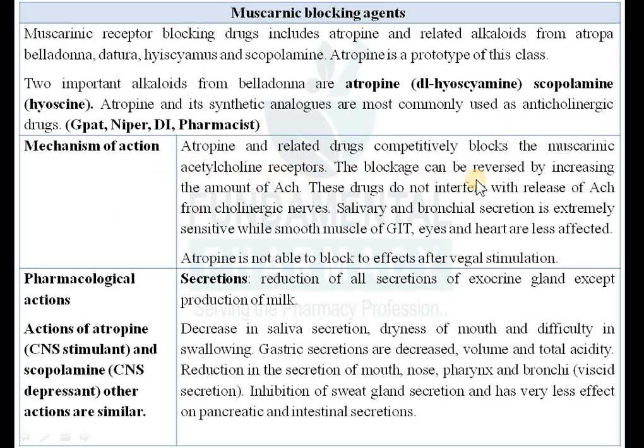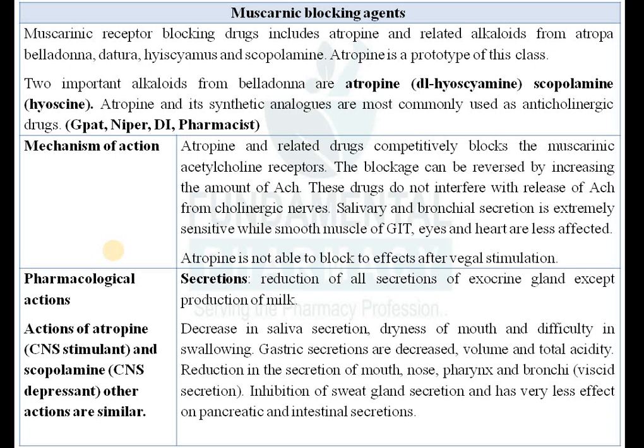The blockage can be reversed by increasing the amount of ACh. That means they are competitive. There is a competition between acetylcholine and atropine for the receptor. Okay, so that's why there is a competitive block, not non-competitive.